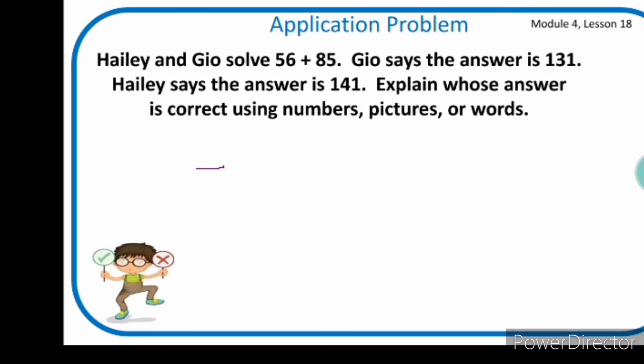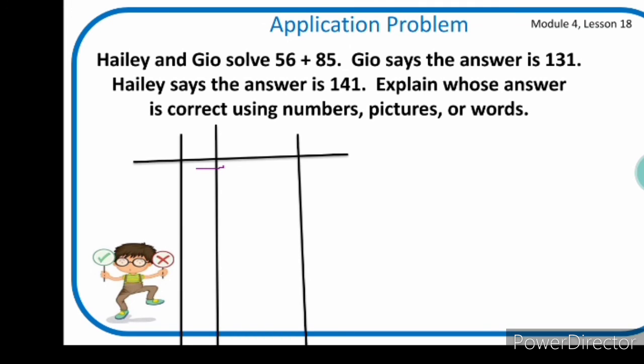So we're going to draw our place value chart. Remember, we have our hundreds, our tens, and ones. Now 56 plus 85, that's 5 tens and 6 ones, and 8 tens and 5 ones. So we're going to add the two together. Now if we take a look at the ones part, what we have in total, let's count. We have 1 2 3 4 5 6 7 8 9 10 11. We have 11 in total.